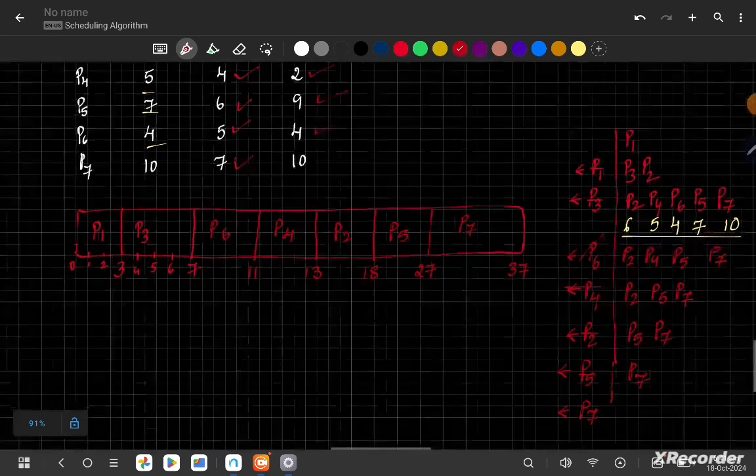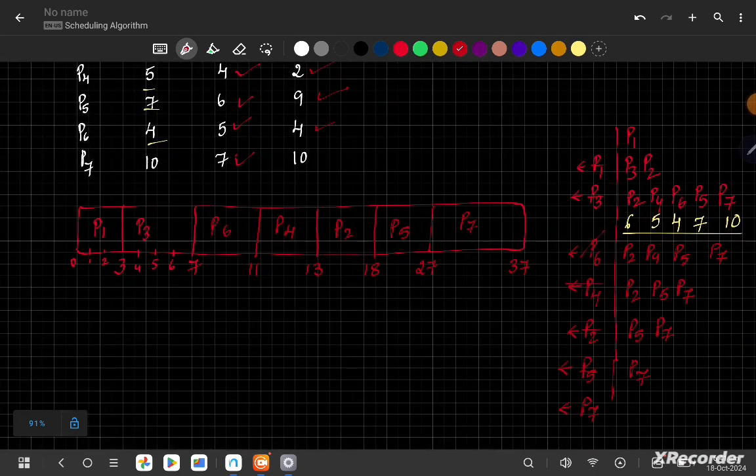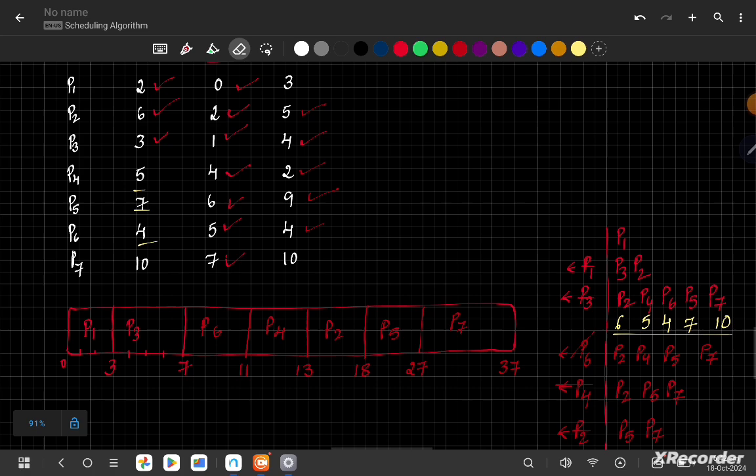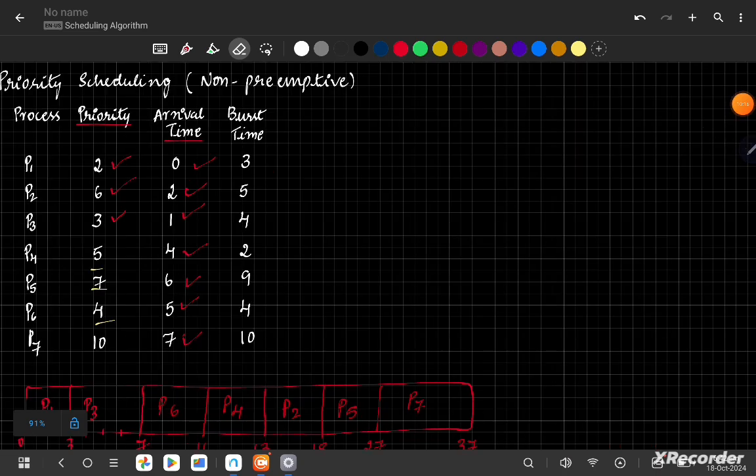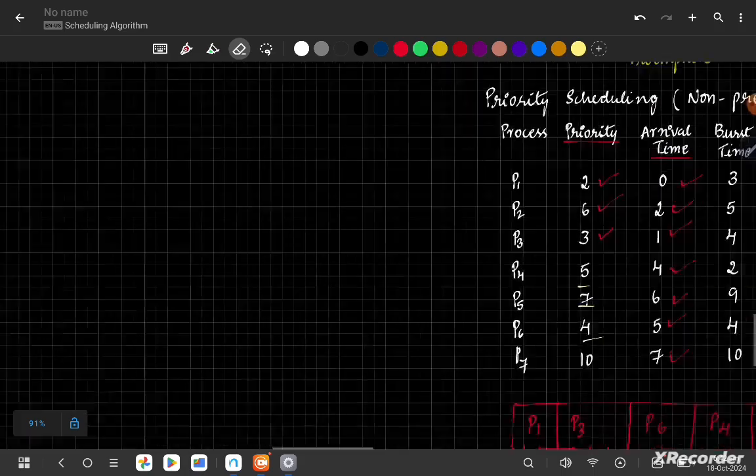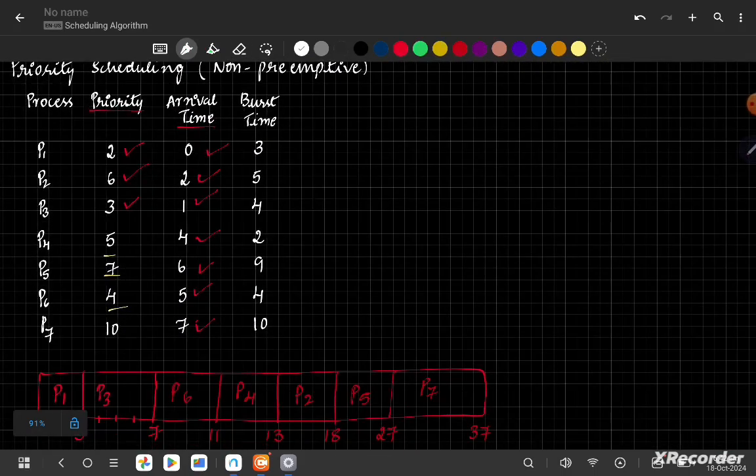So this is the Gantt chart that you will be getting. I'll erase this part so that you won't get confused. Now this is the final Gantt chart of priority non-preemptive scheduling. Now the Gantt chart is done. We have to calculate completion time, then turnaround time and waiting time, average turnaround time and average waiting time.